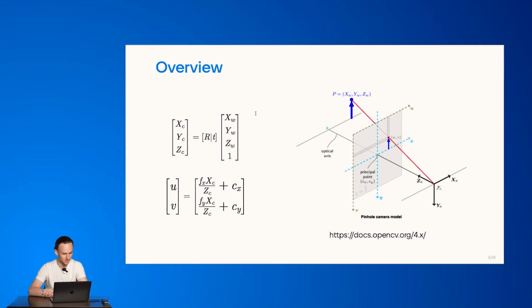formulas on the left. At first, you can see that we have a vector of xc, yc, zc, and these are the coordinates of the object in the camera frame, not in the world frame, but in the camera frame. And the coordinates of the object are brought to this reference frame with the rotation translation matrix in homogeneous coordinates. We have our vector x sub w and so on, and we rotate and translate it so that now it is in the reference frame of the camera.